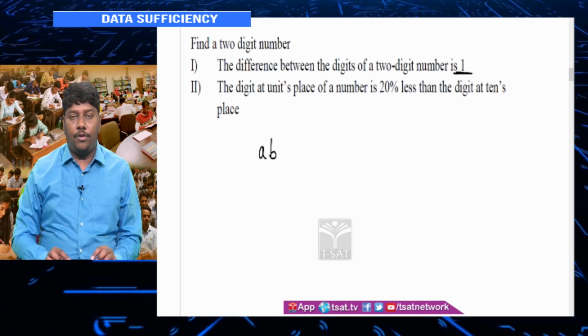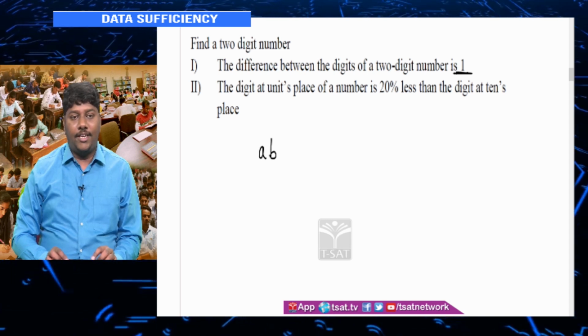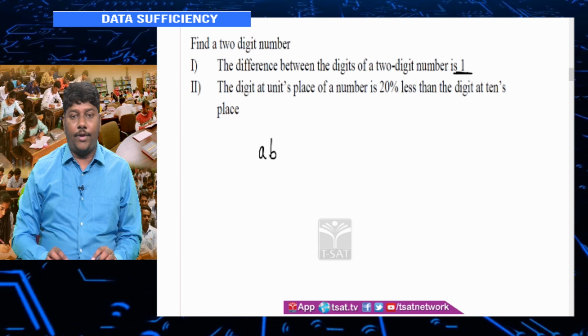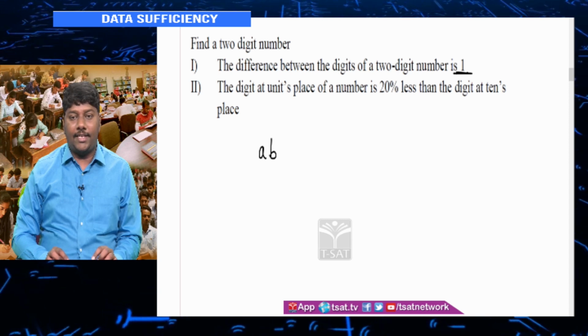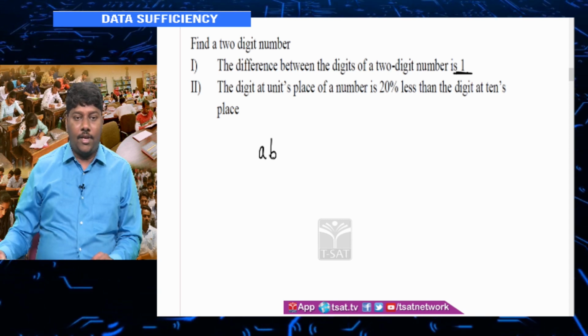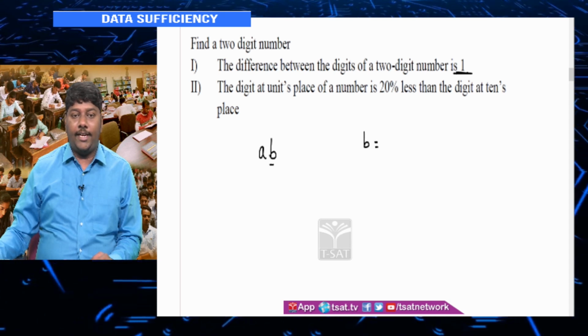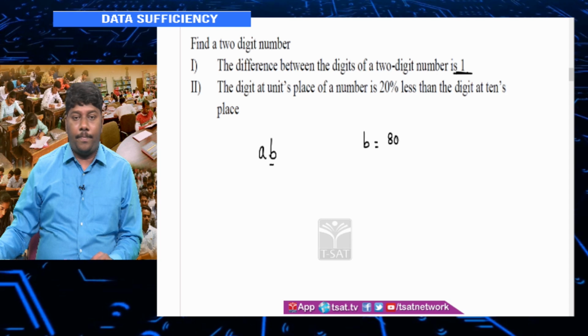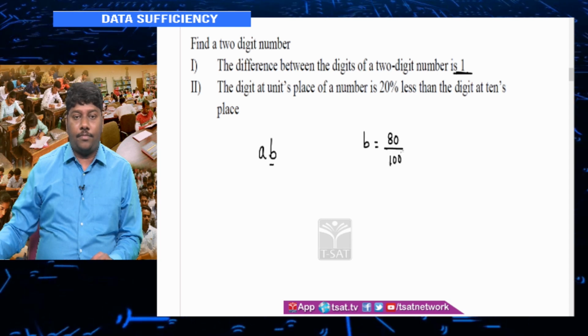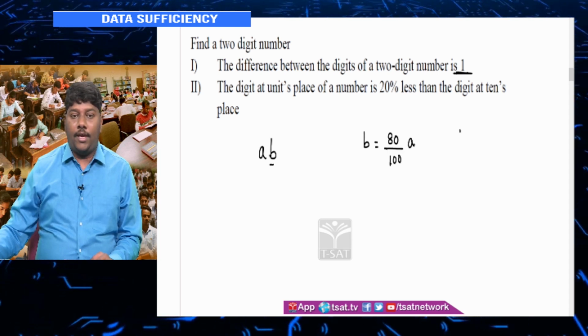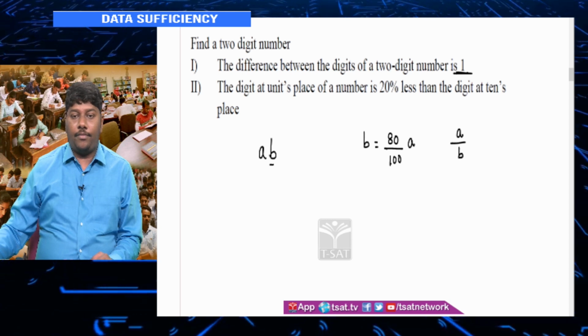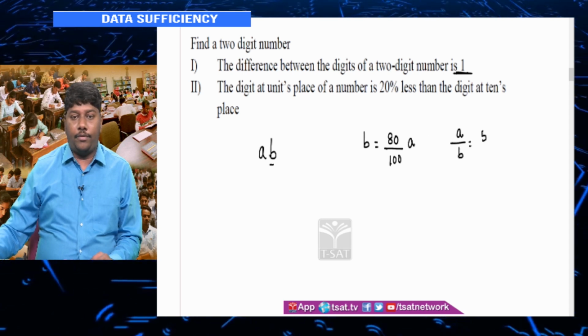Now, you go for statement 2. The digit in the units place of a number is 20% less than the digit in the tens place. Digit in the units place is b, 20% less means 80% of a. Therefore, I would say a by b is equal to 5/4.